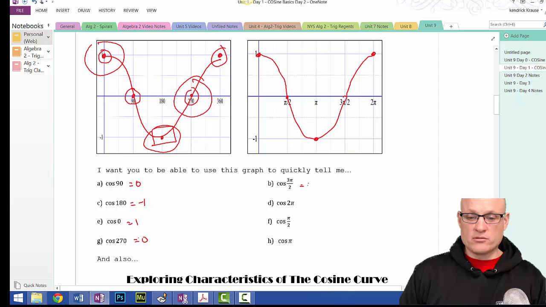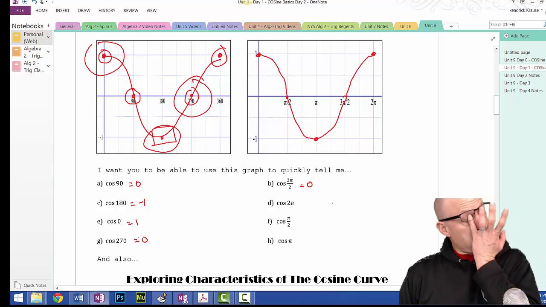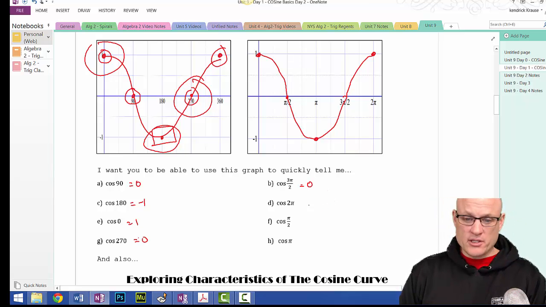Or I can do it again in radian mode. This is 0. You can pause it if you want so that you can do these on your own. This is 0. This is 1. This is 0. And this is -1.